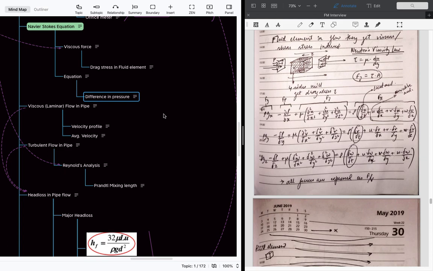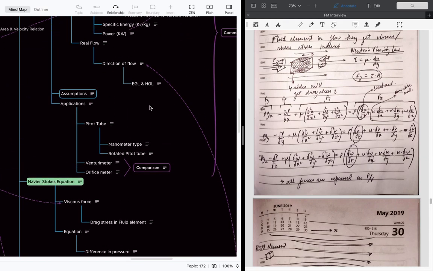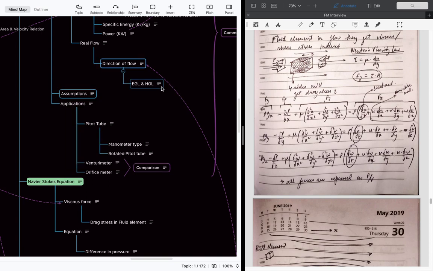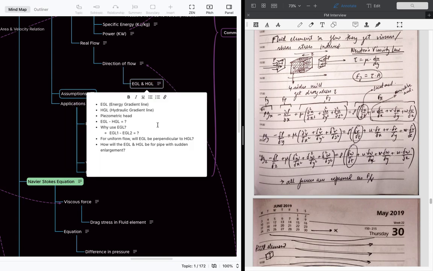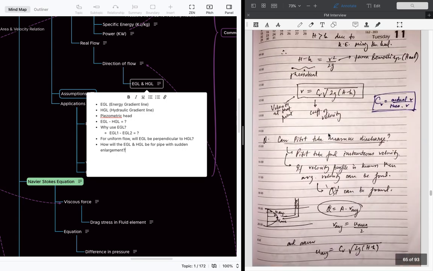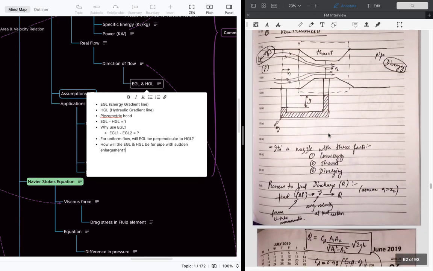Okay, from the Bernoulli equation, we have not discussed the direction of flow part here. We just discussed how the head loss can show us the direction. We also have to see how the energy gradient line affects it. So we will just see that and come back to the Navier Stokes equation.